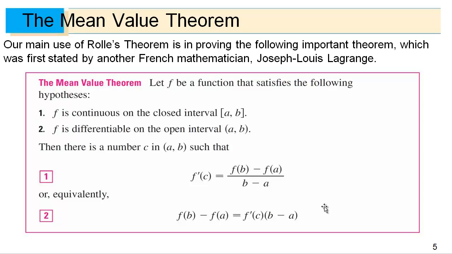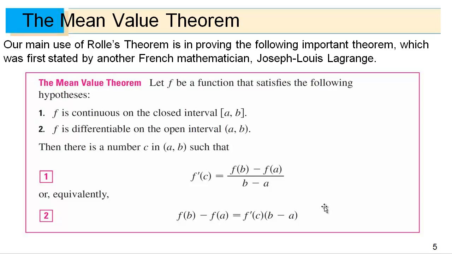Next, then there is a number c in that interval such that the derivative at that point c is equal to f of b minus f of a all over b minus a, or equivalently, all that stuff. Don't get bogged down by the letters. What is this saying? Well, first of all, f prime of c, that's the derivative at c. That's just saying the slope of the tangent line. So the left-hand side is just saying the slope of the tangent line is going to equal something.